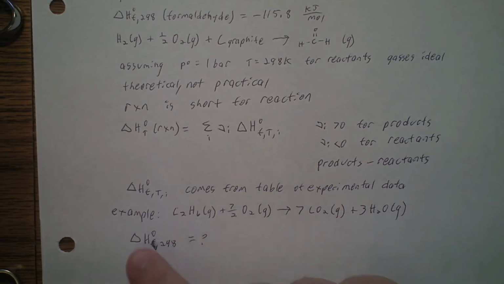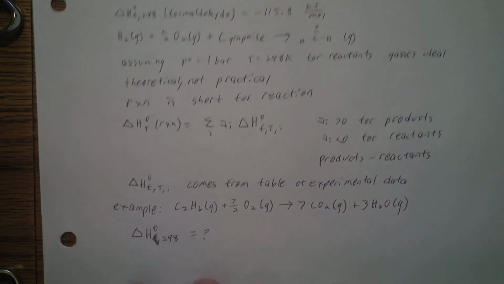experimental data. So here we go, this is ethane. So we have ethane gas plus oxygen gas going to carbon dioxide and water. So what is the standard enthalpy of reaction at 298 kelvins?